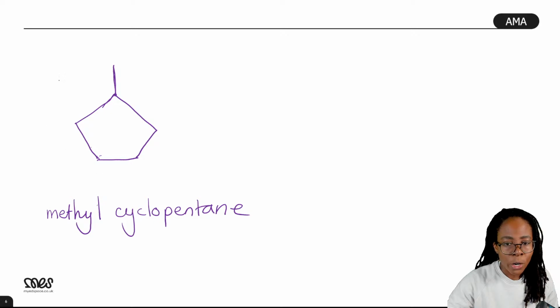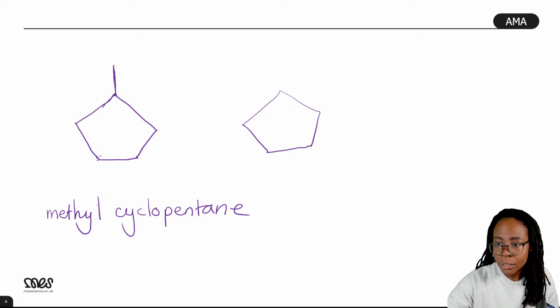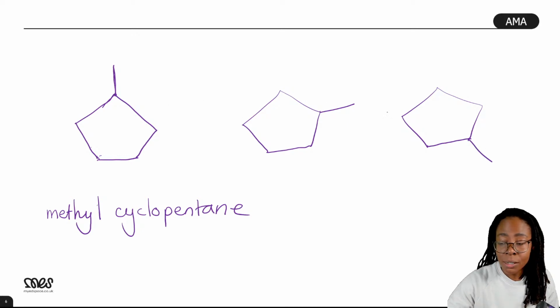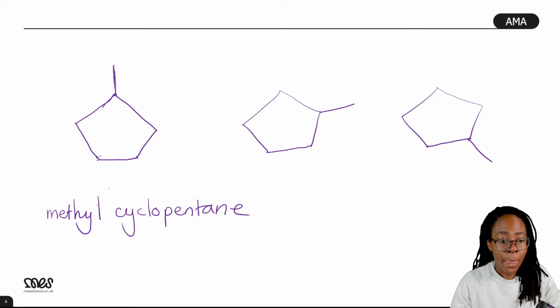Now, we don't need to number that methyl, and that's because this has got rotational symmetry. So every single one of these carbons is exactly the same. So whether I drew it like that, or like this, or I'll do one more example, or like this, all 3 of these are exactly the same. Okay, so I don't necessarily need to call this 1-methylcyclopentane because there's only one place it could have gone.